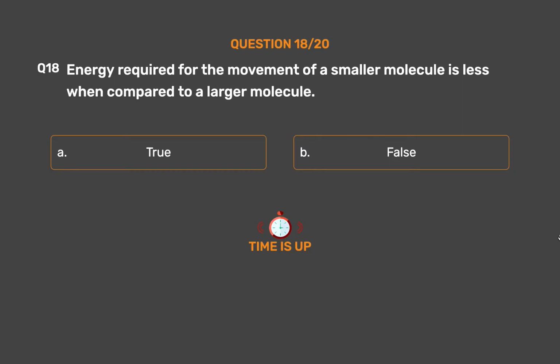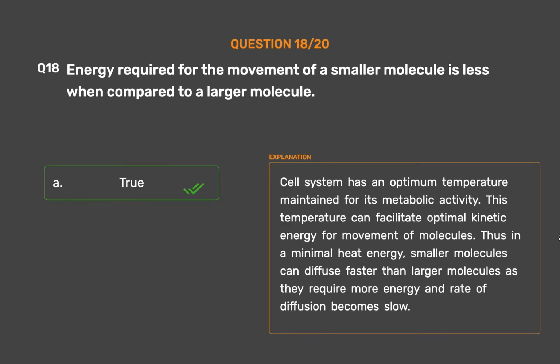The correct answer is option A. True. A cell system has an optimum temperature maintained for its metabolic activity. This temperature can facilitate optimal kinetic energy for movement of molecules. Thus, with minimal heat energy, smaller molecules can diffuse faster than larger molecules, as larger molecules require more energy and their rate of diffusion becomes slow.